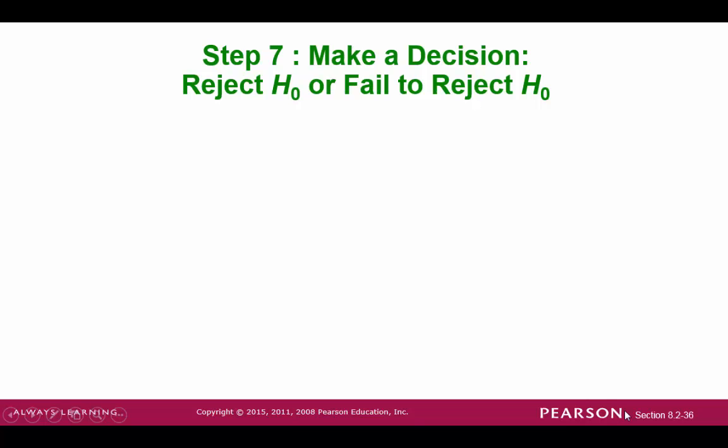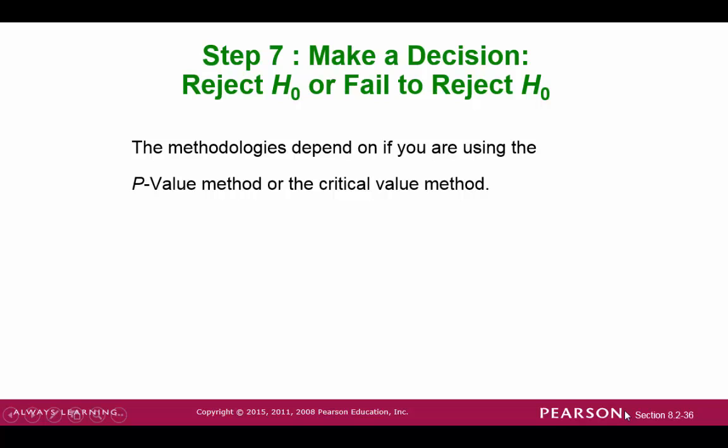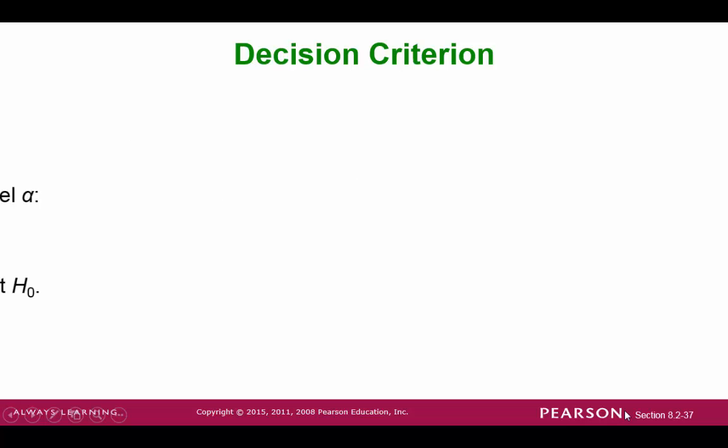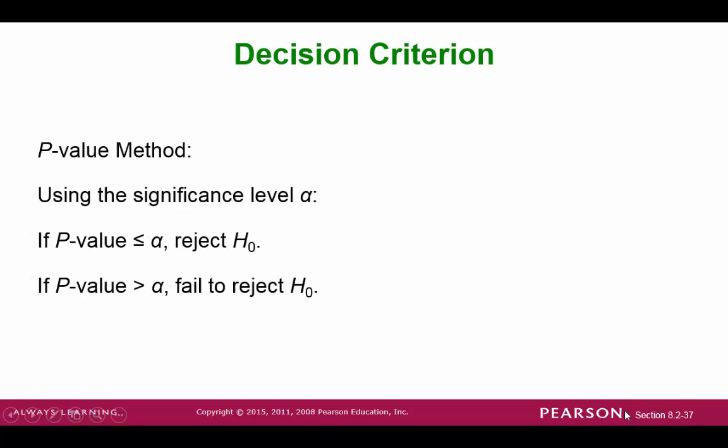In step 7, we want to make our decision. So there's a simple decision-making process if you're using the p-value. You simply compare your p-value with the given significance level, alpha. If the p-value is less than or equal to alpha, then you reject the null hypothesis. If the p-value is greater than alpha, then you fail to reject the null hypothesis.